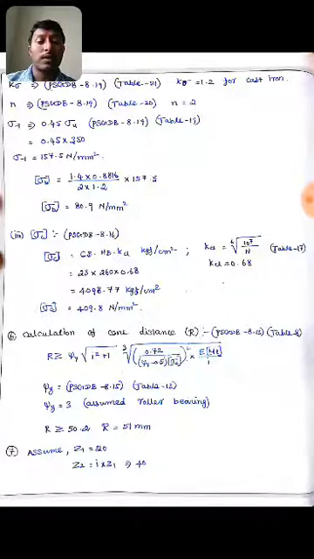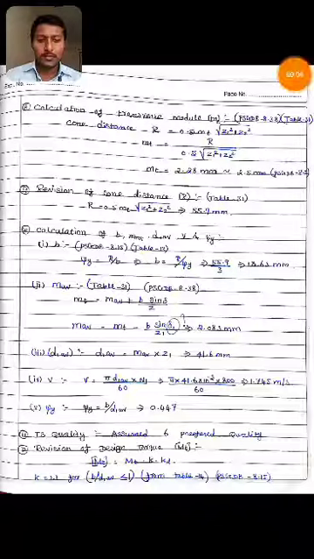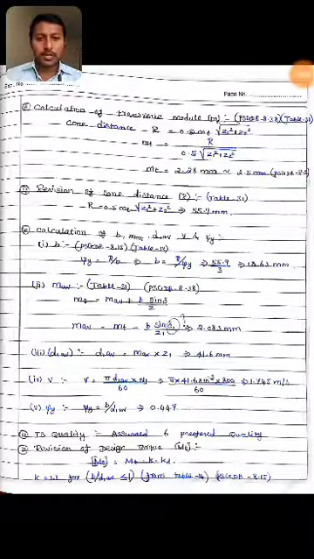So apply all the values, find out the capital R is greater than or equal to 50.2 and round off 51 mm. Step 7. Assume Z1 is equal to 20, Z2 is equal to I into Z1. So we get the answer of Z2 40.